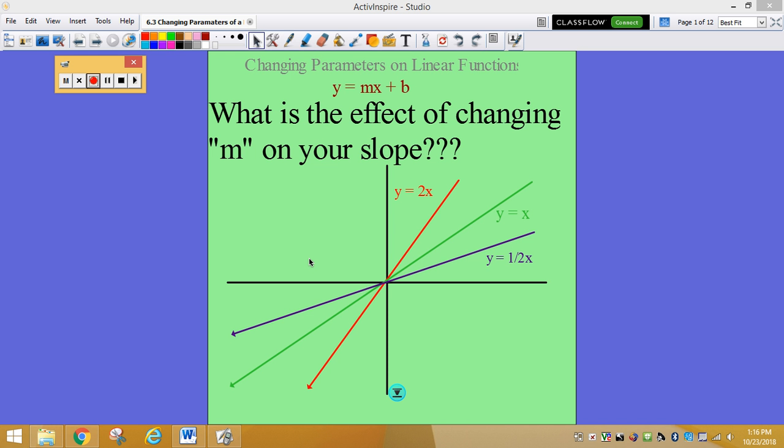Okay, so this whole lesson is on changing the parameters of linear functions. So we're going to look at the effects of changing m, your slope, and the effects of changing b, your y-intercept. So look at this first slide.